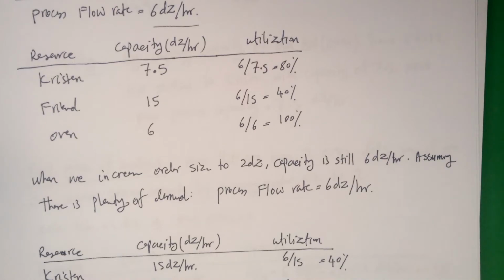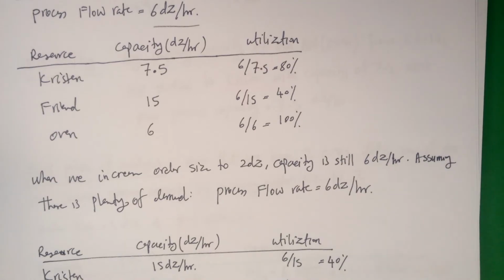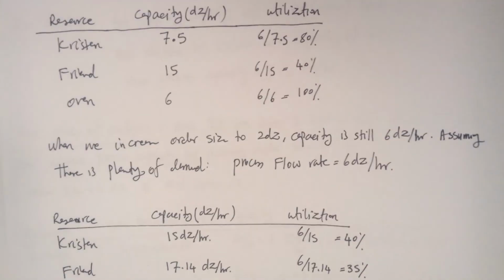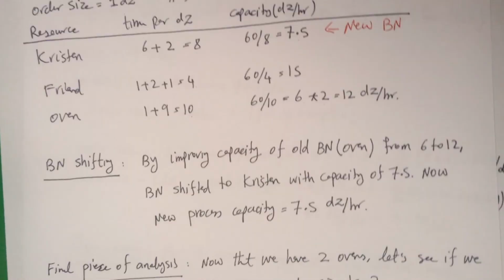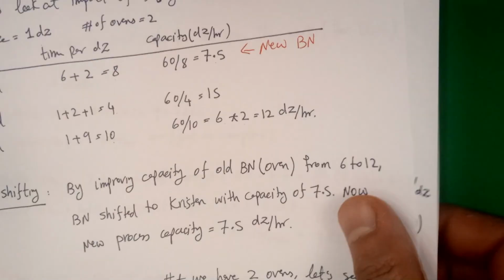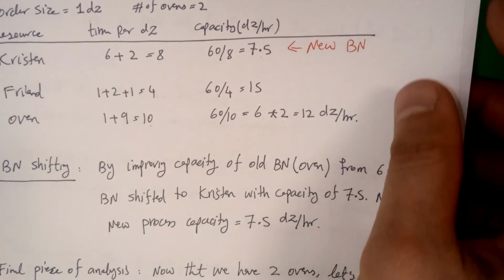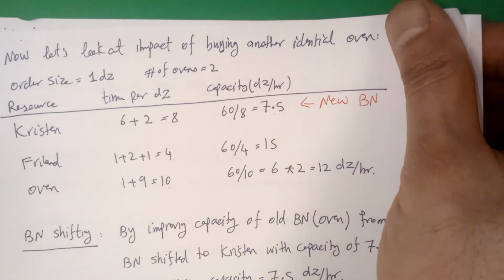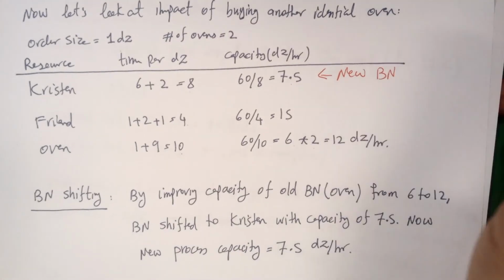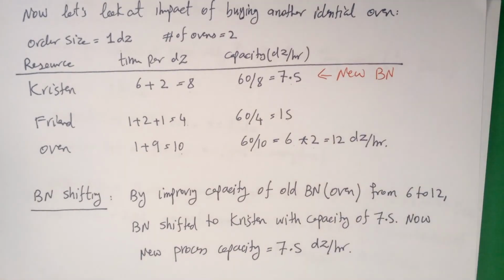All right. Now, for the sake of keeping this video as short as possible, I'm going to look at another improvement suggestion, which is let's buy another exactly identical oven. What happens when you buy another identical oven? Let's look at process analysis for that. Let's see how much capacity improves, because at the end of the day, you want to answer this question: is it worth buying this oven?